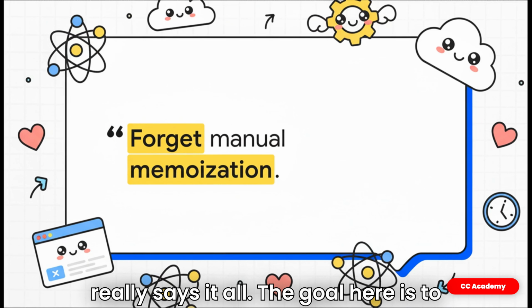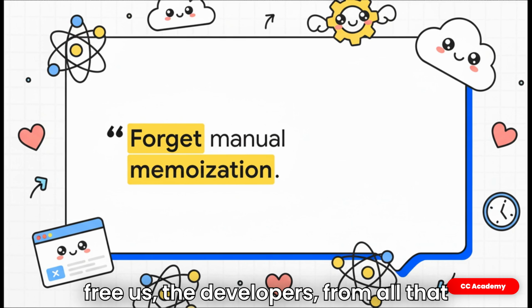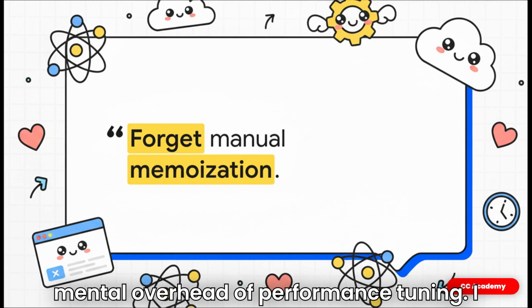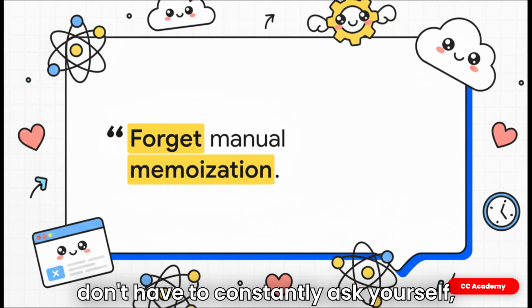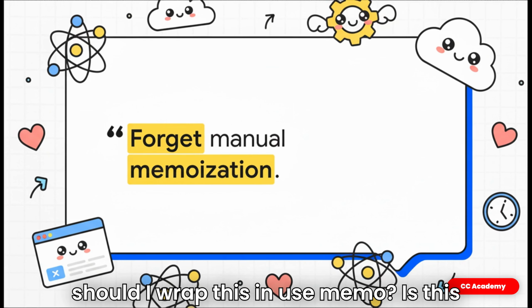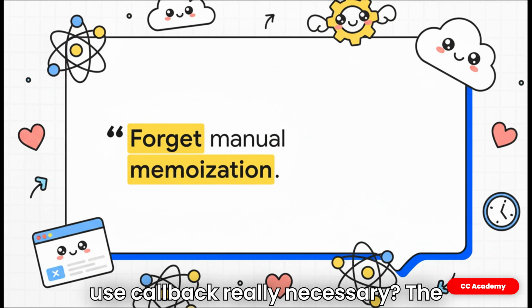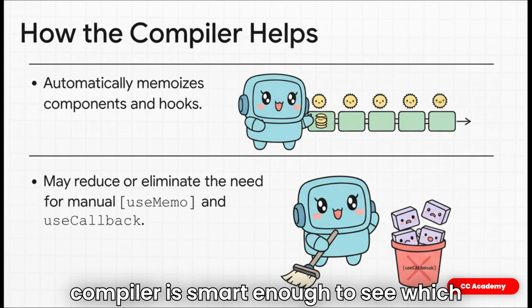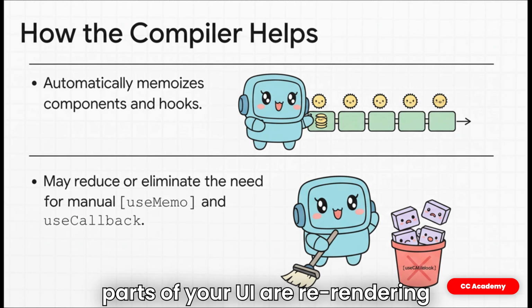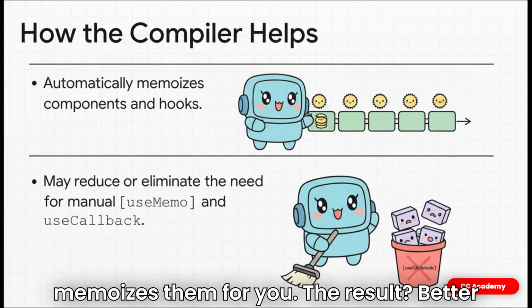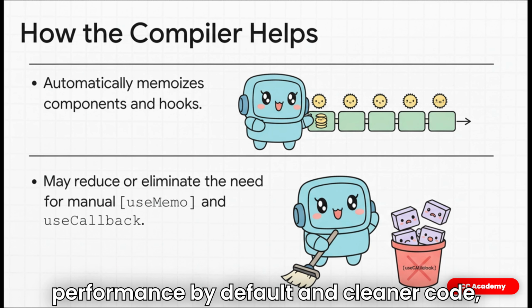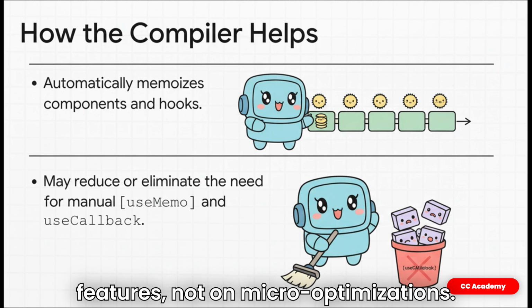This quote really says it all. The goal here is to free us, the developers, from all that mental overhead of performance tuning. I mean, just imagine a future where you don't have to constantly ask yourself, should I wrap this in useMemo? Is this useCallback really necessary? The compiler is smart enough to see which parts of your UI are re-rendering unnecessarily, and it just automatically memoizes them for you. The result? Better performance by default and cleaner code, which lets you focus on building features, not on micro-optimizations.